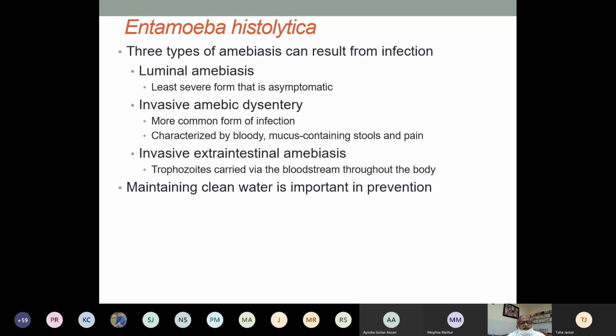Another form is invasive extraintestinal amoebiasis, that is caused by trophozoites carried via the bloodstream throughout the human body and passing through the filters of the circulation. For the prevention of infestation or infection, maintaining clean water is an important way.